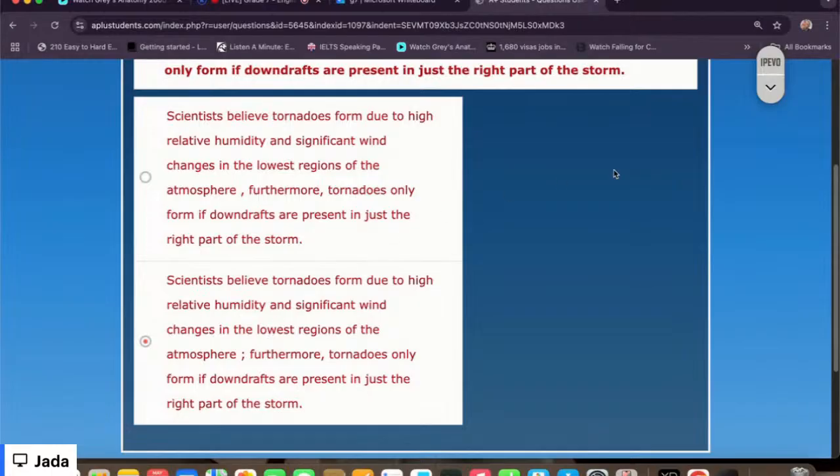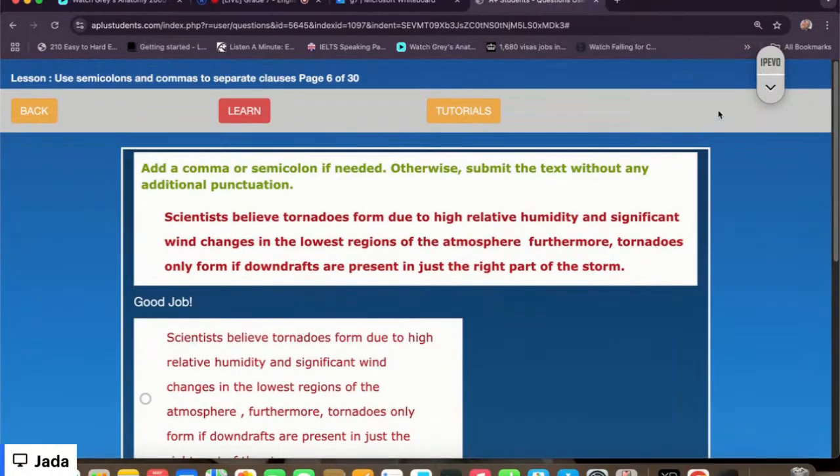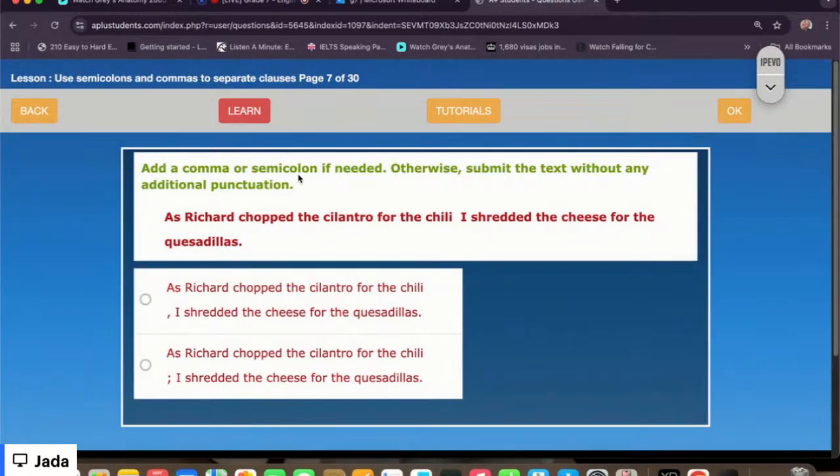All right, so we have a semicolon because we have a conjunctive adverb there. Okay, as Richard chopped the cilantro for the chili, I shredded the cheese for the quesadillas. So first or second?